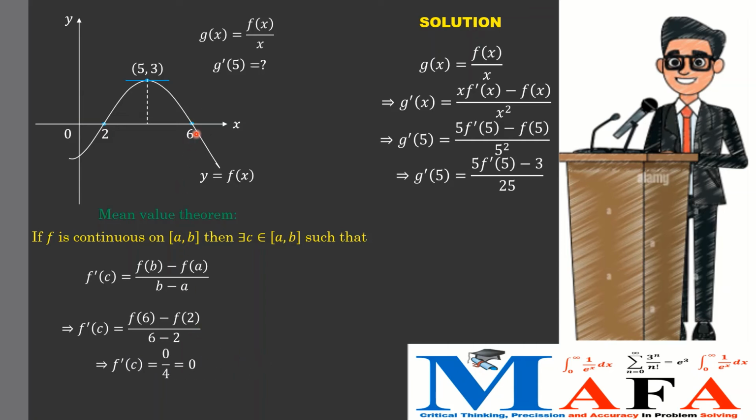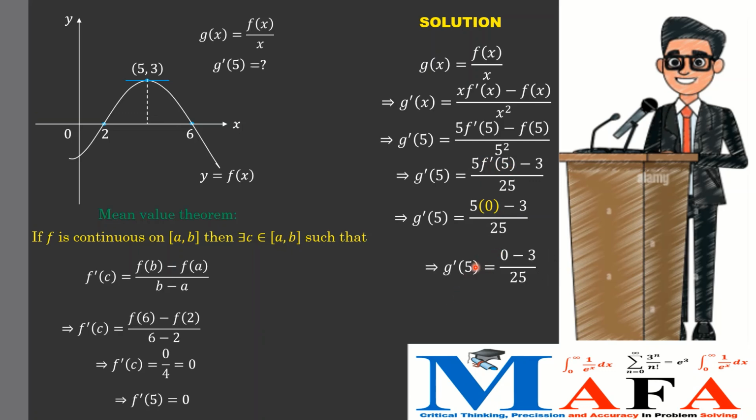But f of 6 is 0 and f of 2 is 0. So we get f prime of c to be equal to 0. So it means any c in this interval is going to satisfy this equation. So if I take c to be 5, which is in this interval, therefore f prime of 5 is equal to 0. From there we come and refit our f prime of 5 as 0 here.